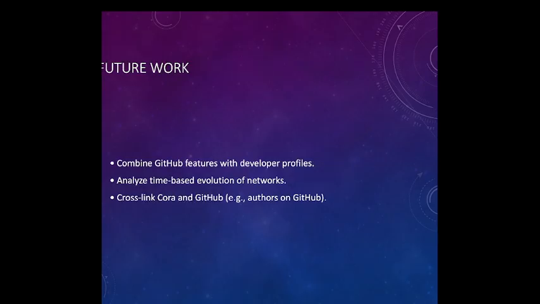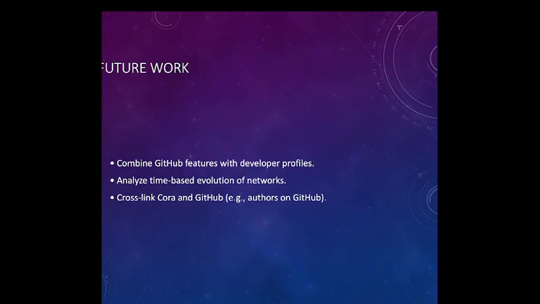There are several areas for future improvement. For GitHub, we can combine graph structure with actual profile data to improve classification. We could also add a temporal analysis to see how networks evolve over time, and even look for cross network links like developers who are also academic authors.